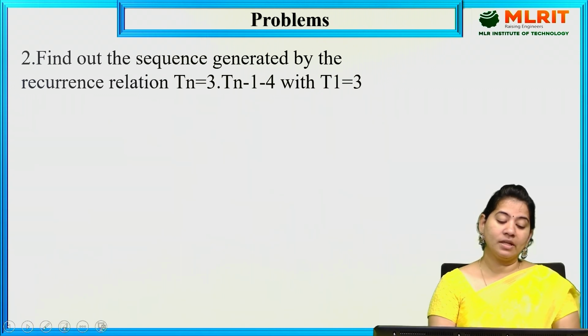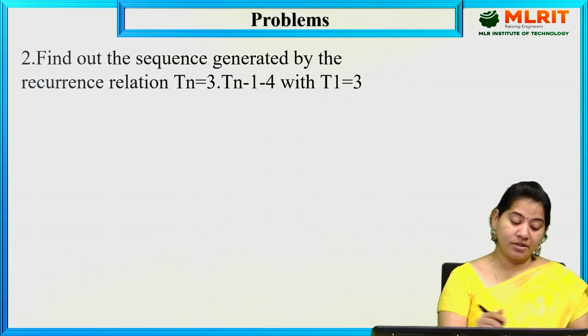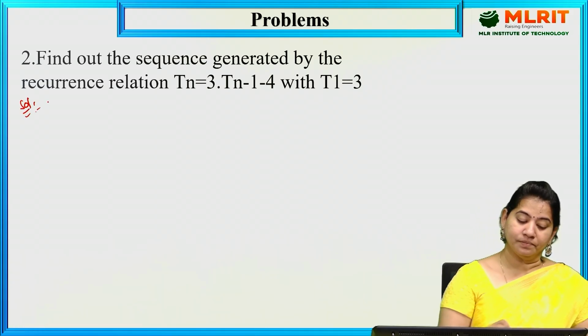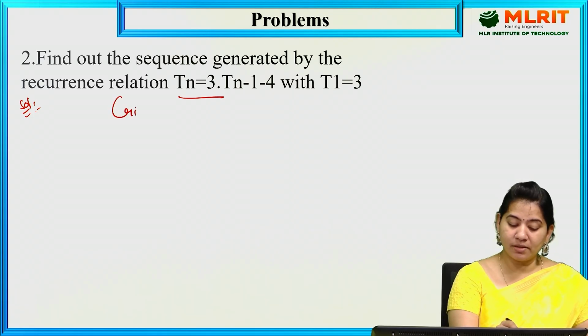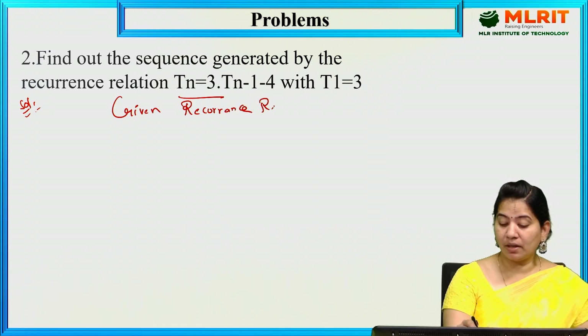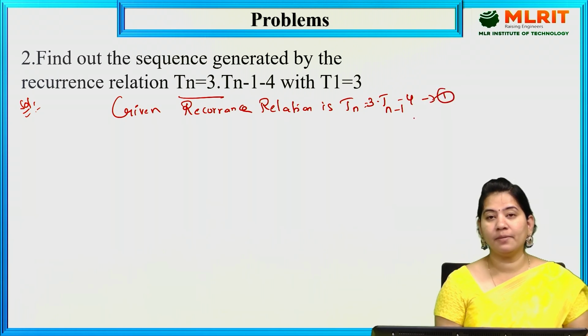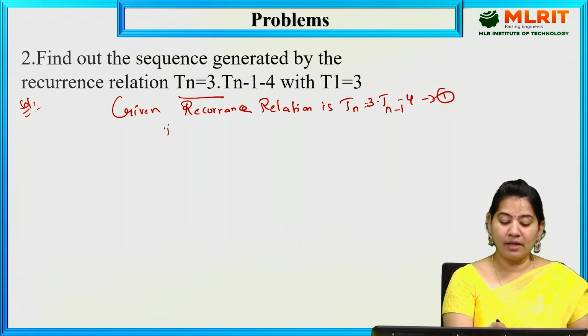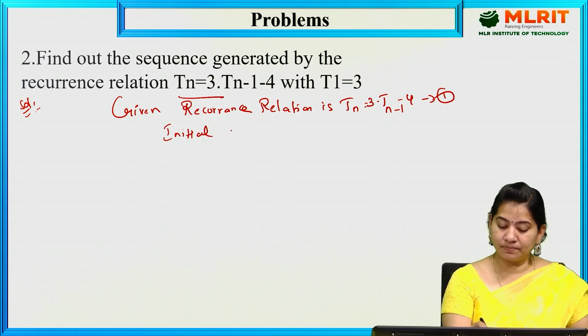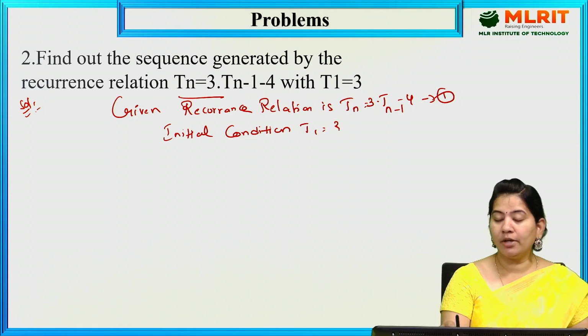So this is the sequence we got from the given recurrence relation. Now let us go to the second question: find out the sequence generated by the recurrence relation. Here the given recurrence relation is Tn is equal to 3 into Tn minus 1 minus 4, which is considered as equation 1. The initial condition given here is T1 is equal to 3.